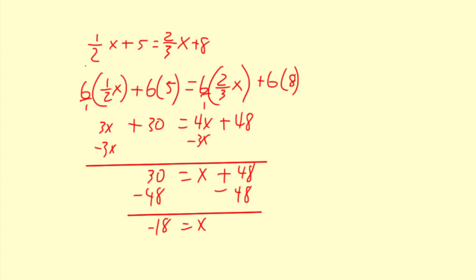So now I'm going to check. Negative 18 here, negative 18 here. 1/2 times negative 18 is negative 9, and then plus 5 is negative 4. And then 2 times negative 18 is negative 36, divided by 3 is negative 12, plus 8 is negative 4.